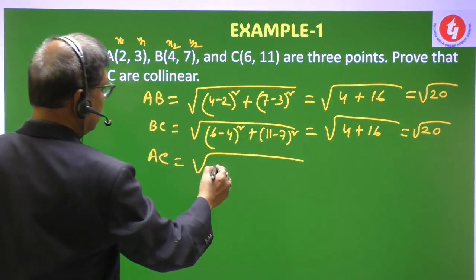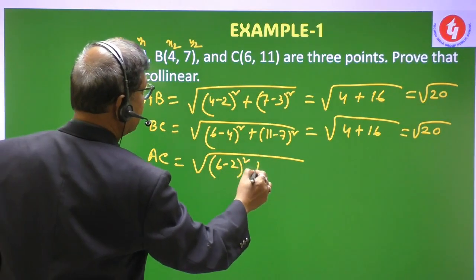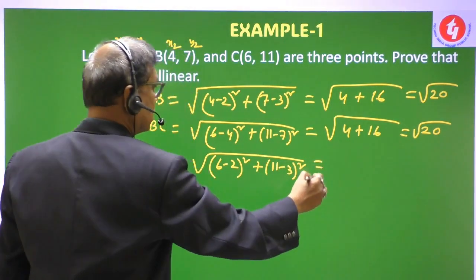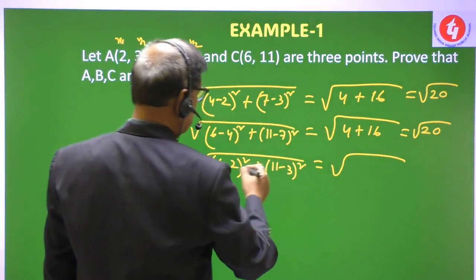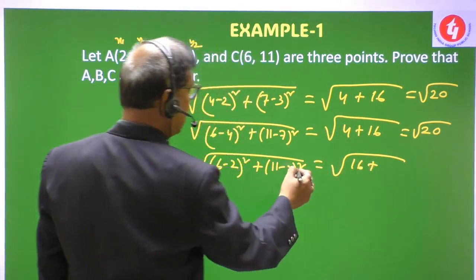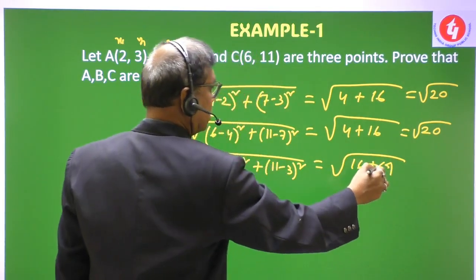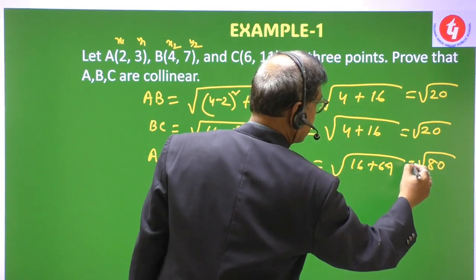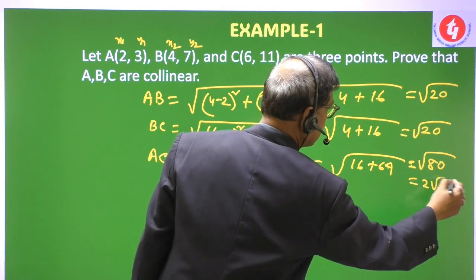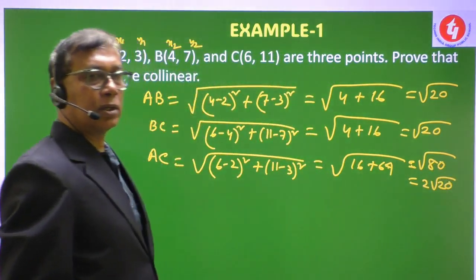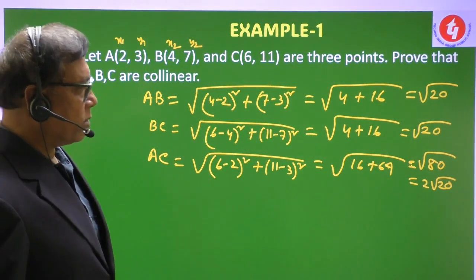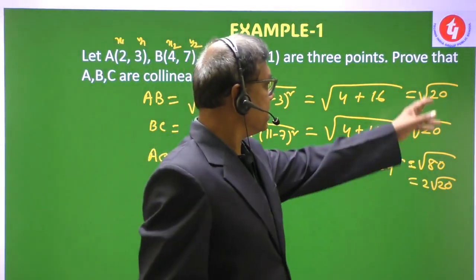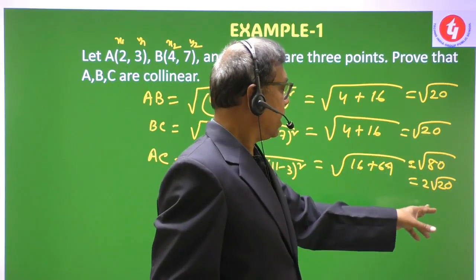6 minus 2 whole square, 11 minus 3 whole square, equals 6 minus 2 is 4, that is 16 here, and 8 square, that is 64, and that is root over 80, and root over 80 means 2 root over 20. Yes or no? 4 into 20 is 80. Yes, 2 into root over 20. We can break it, but see here, root over 20, and it is 2 root over 20.